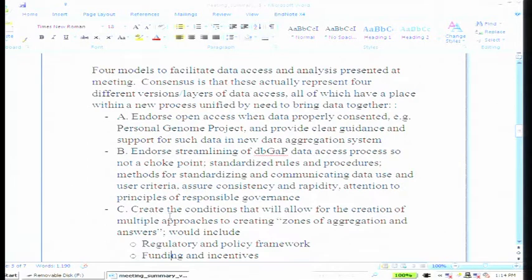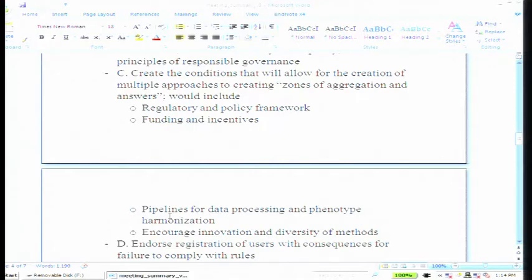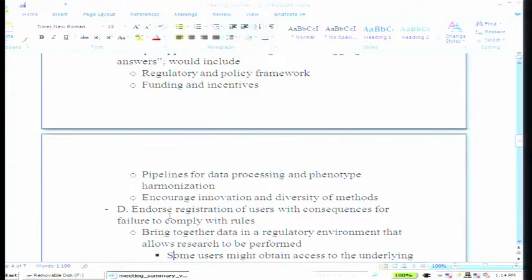Endorse the streamlining of the dbGaP data access process so that it does not become a choke point: standardized rules and procedures, methods for standardizing and communicating data use and user criteria, assuring consistency and rapidity, and attention to principles of responsible governance. And then creating conditions that will allow multiple approaches to creating zones of aggregation, which would include regulatory and policy frameworks, funding incentives, pipelines for data processing and phenotype harmonization, and encouraging innovation and diversity of methods.